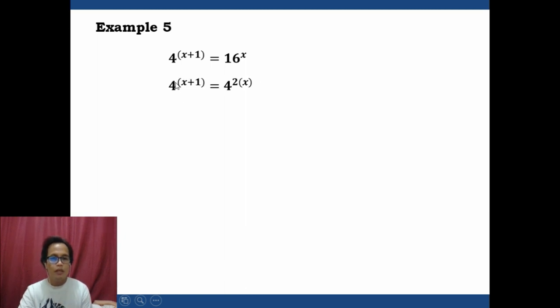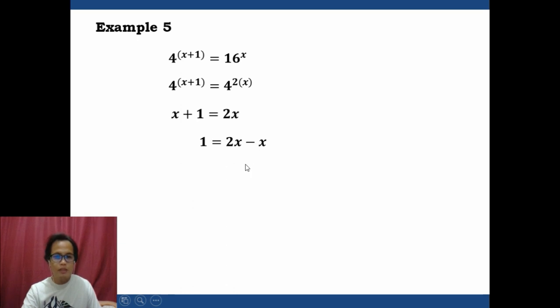So 4 raised to x plus 1 equals 16, expressed to the base 4, is 4 squared. 4 squared means 4 times 4, 16, then copy x. Now they have the same base 4, so equate the exponents: x plus 1 equals 2x. Use the subtraction property, so 2x minus x is x, or x equals 1.